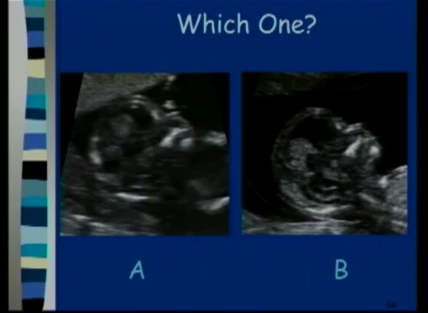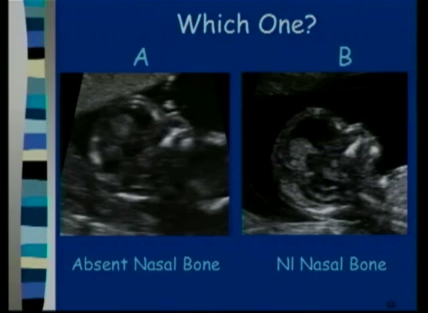Okay, would you rather be the fetus in A or B? And these are looking at the region of the nasal bone on fetuses that are being scanned for nuchal translucency screening. Well, it ends up that A has an absent nasal bone or delayed ossification. It's not really that there's no nose, it's just that it's delayed. And B has a normal nasal bone.